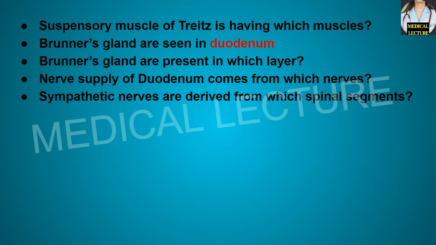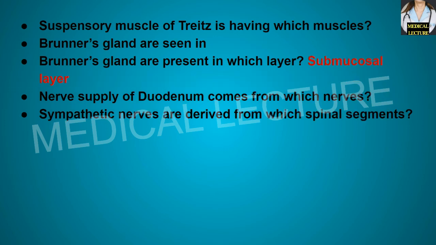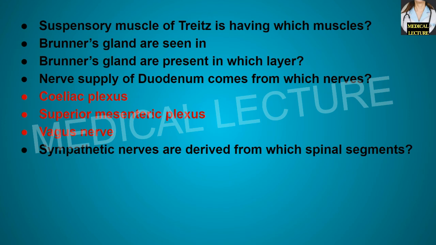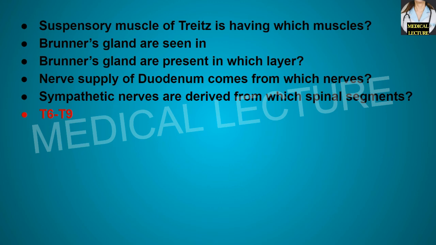Brunner's glands are seen in the duodenum. Brunner's glands are present in which layer? So they are present in the submucosal layer. Nerve supply of the duodenum comes from which nerves? So it comes from the celiac plexus, superior mesenteric plexus and the vagus nerve. Sympathetic nerves are derived from which spinal segments? So they are derived from the T6 to T9 spinal segments.